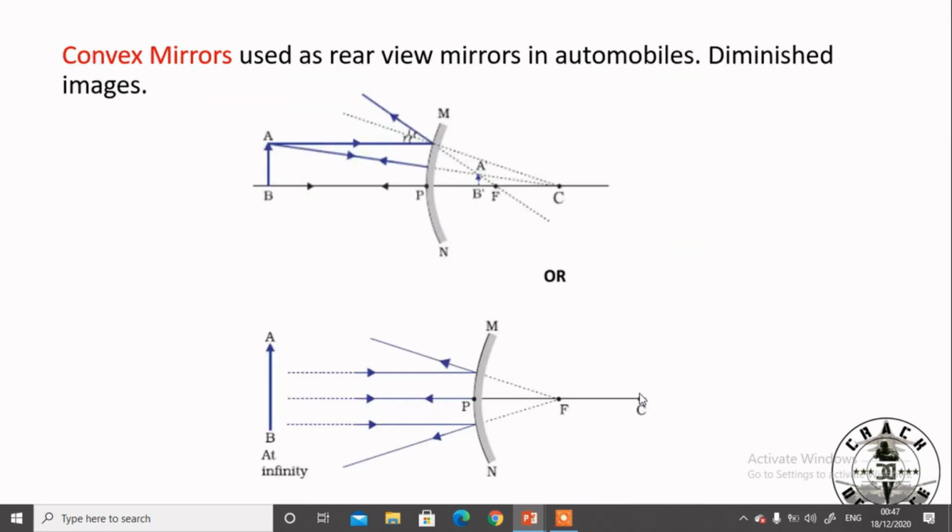Let's go through such cases for the convex mirror. These mirrors are usually used as rear view mirrors in automobiles. Now two cases here. First, the object is placed at infinity and we have the image obtained on the other side of the mirror at focal point F, which is erect and virtual. The second case is where the object is placed somewhere between infinity and pole, but the image we get would be highly diminished, erect and virtual.